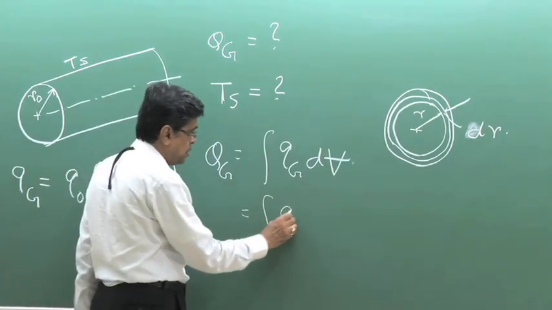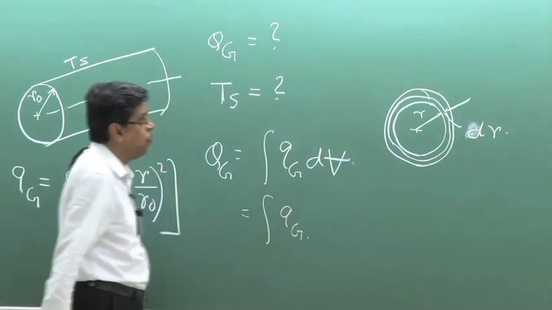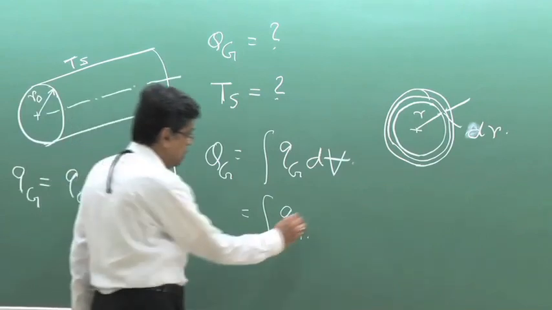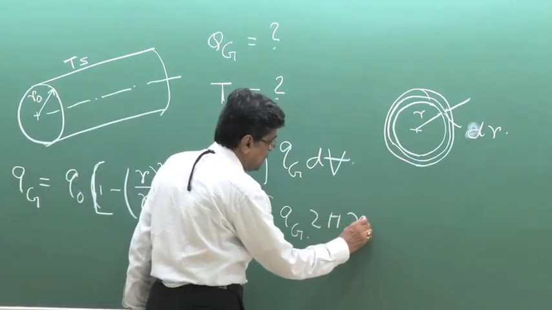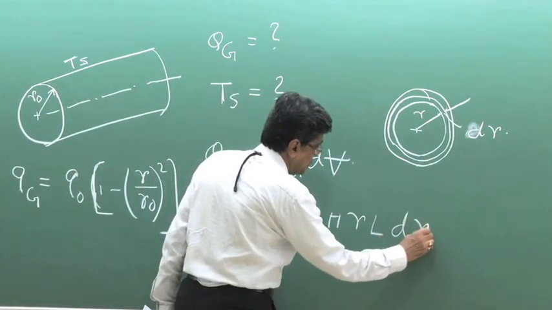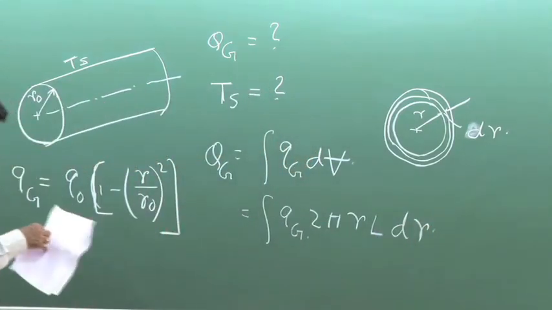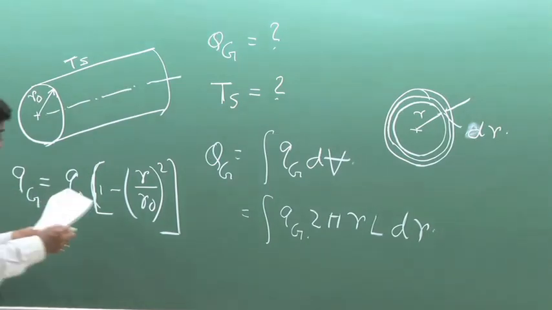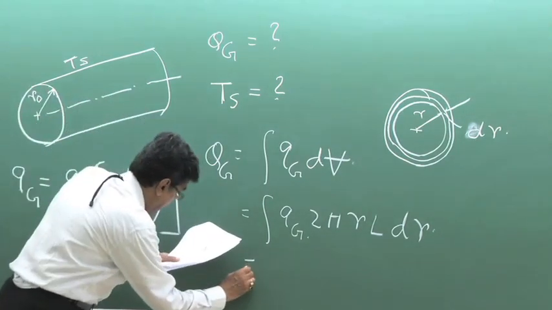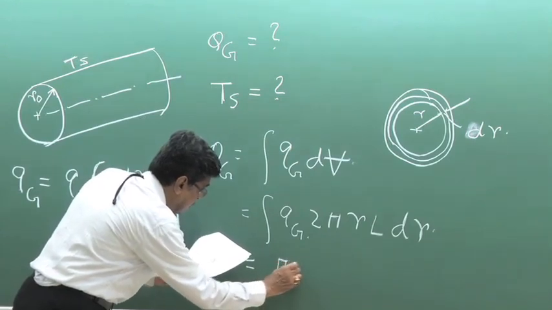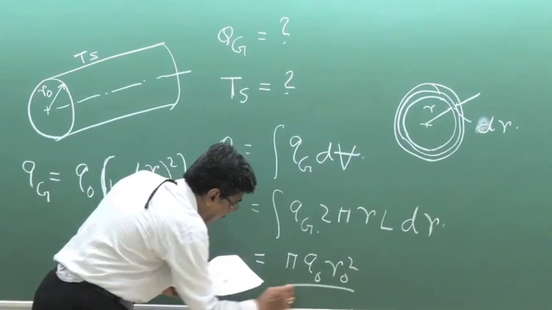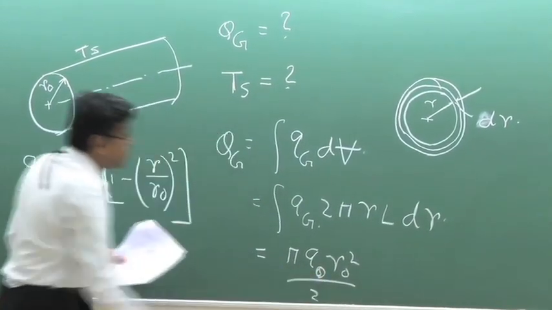then this will be nothing but qg. What will be the volume? 2 pi r L into dr. And if you do that, you get the expression as pi Q0 r0 square by 2. Very simple.